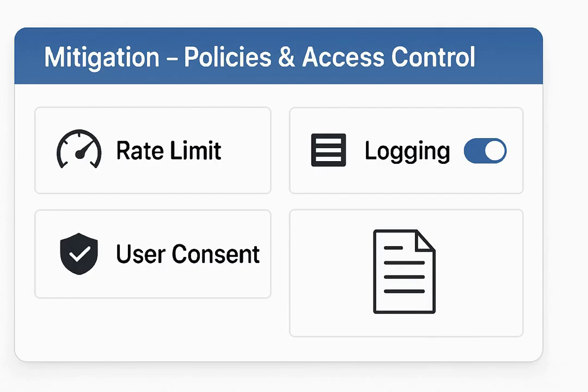Fifth, policy and access controls. Limit model capabilities where necessary. Implement rate limiting, logging, and access restrictions. Clear user agreements and transparent data policies build trust. Governance, both technical and organizational, is essential for responsible use.